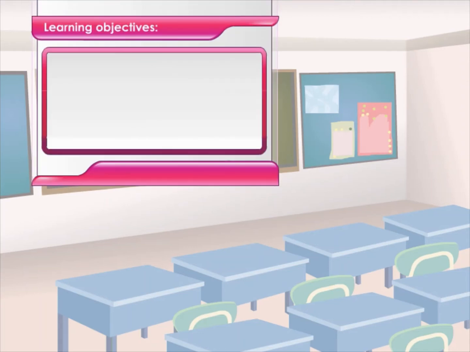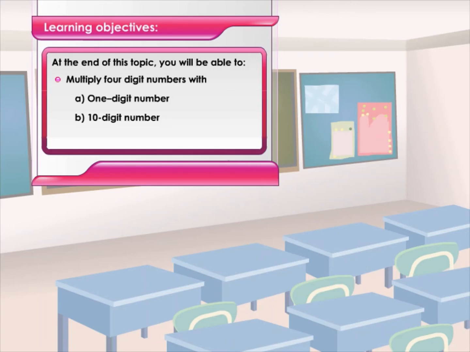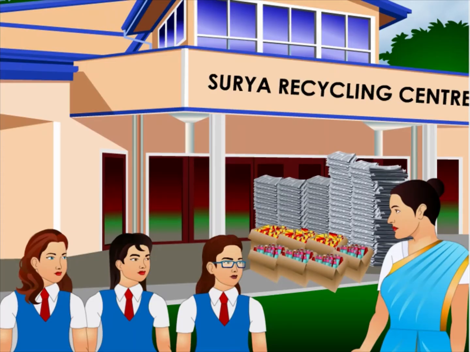Learning objectives. At the end of this topic, you will be able to multiply 4-digit numbers with 1-digit number, 10 and 2-digit number. Shaheen and her students are involved in the recycling campaign. They're collecting, counting and sorting the different items to be recycled.